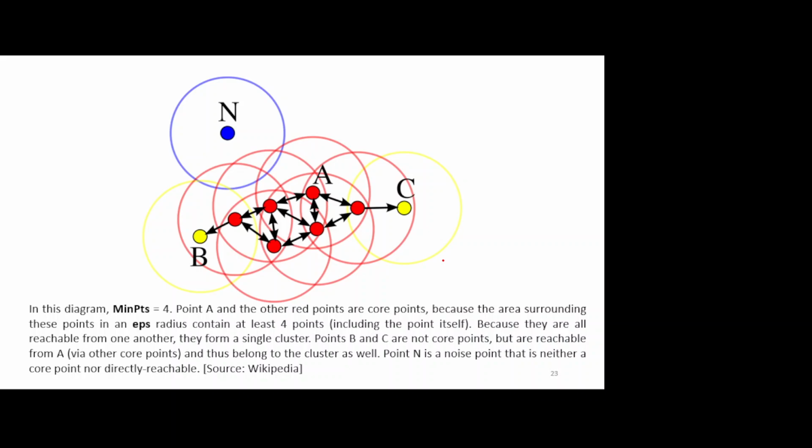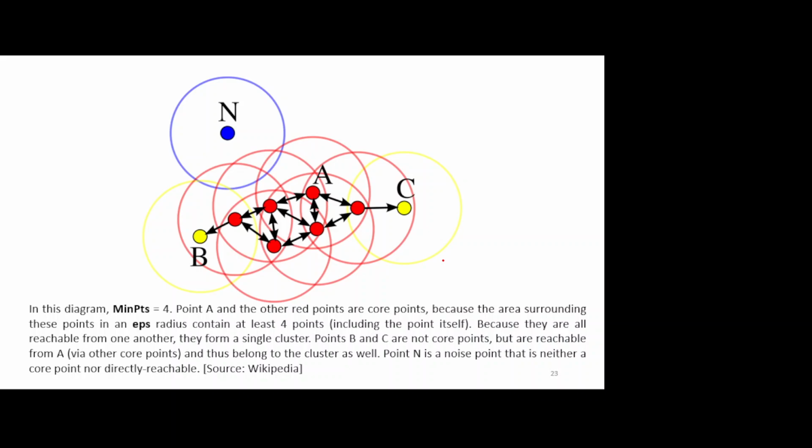Based on its neighbors, when we identify A as a core point, we check its neighbors again within the search radius. How many data points are in this radius? 1, 2, 3, 4, 5. Five, so it belongs to the core points.